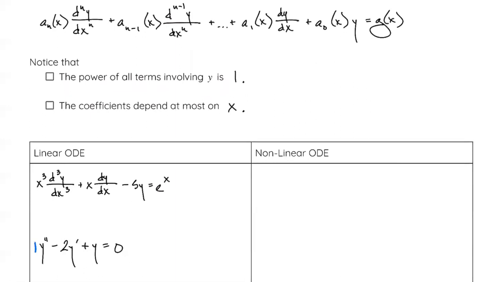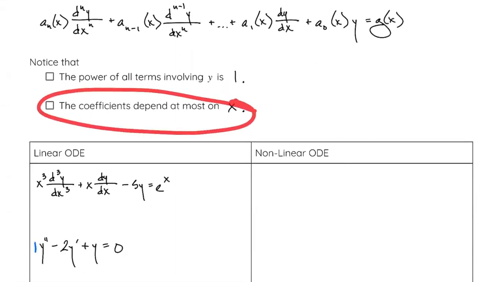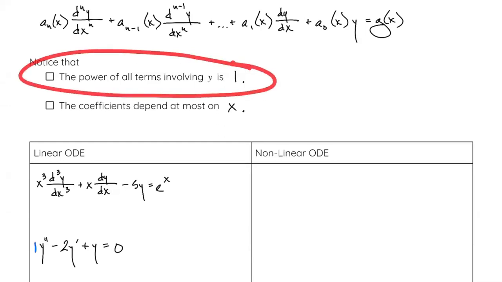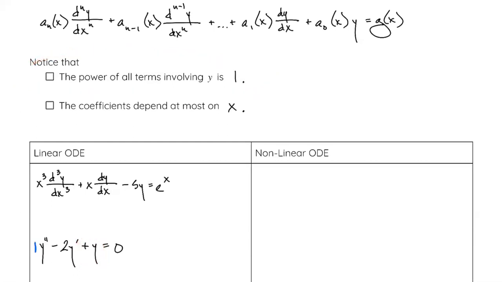That satisfies all the coefficients being dependent on at most x, because I don't have y in there. It's just a constant 1, -2, or +1. Okay. Now, all of the terms involving y, well, there's only this one, and that one has a power of 1, so we're good to go. All right, both of these examples satisfy this checklist over here. Well, what might be an example of a non-linear ordinary differential equation?